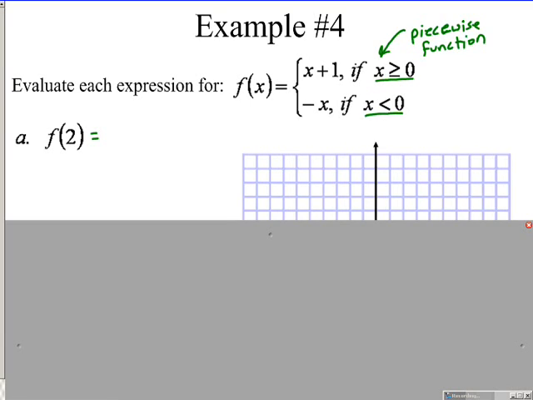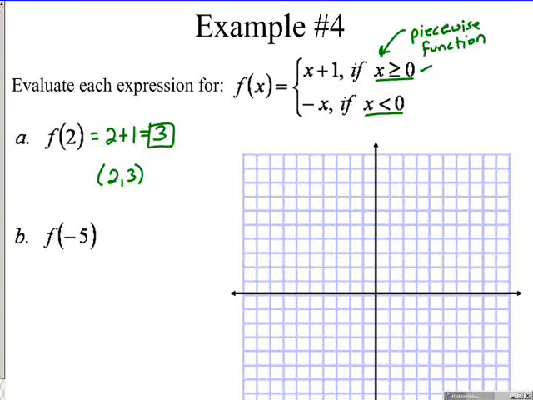So when I evaluate f of 2, we need to pay attention to which piece we are going to plug 2 in. Well, f of 2 is going to look like this piece up here because that is greater than or equal to 0. Plug 2 in, we get 2 plus 1, which is 3. So that means I would have the ordered pair 2, 3.